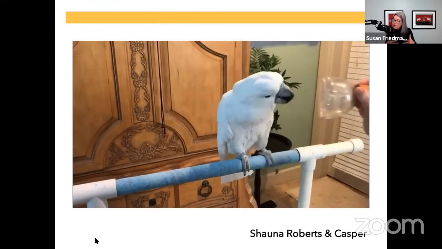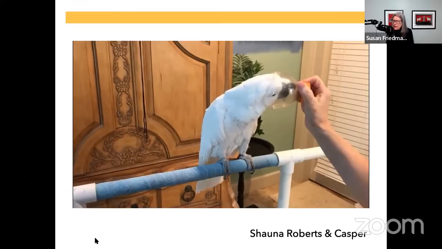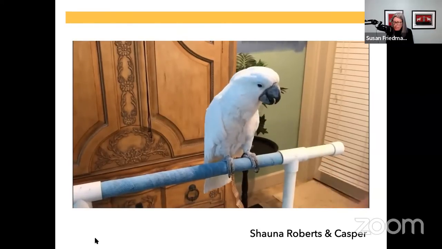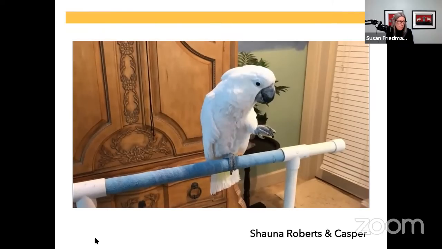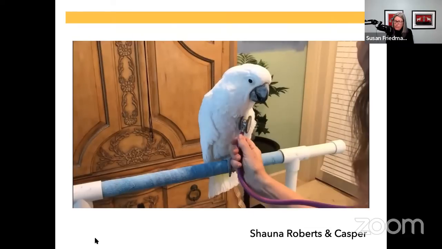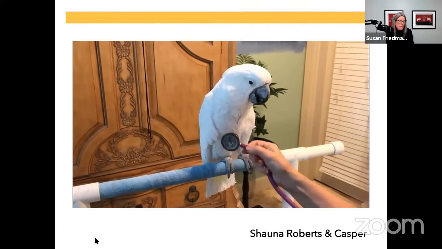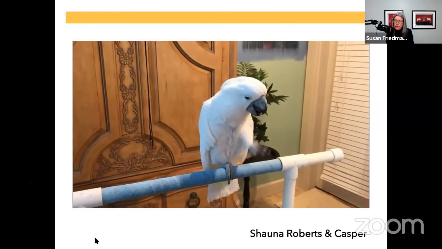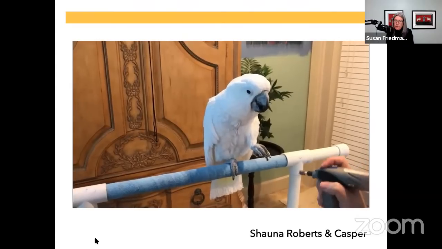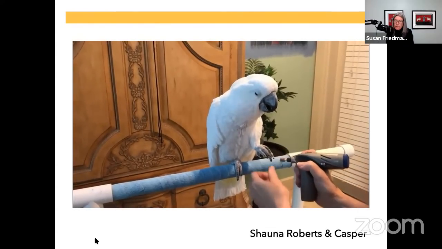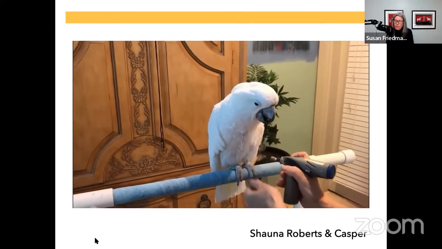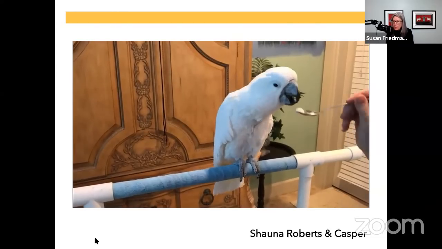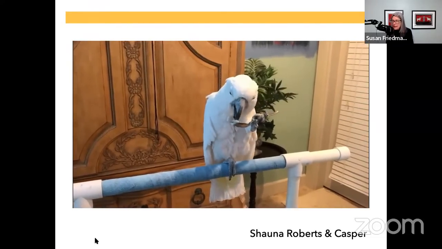And you can see this is a well-fed, good weight on this bird. So this is not compliance due to force or deprivation. Notice she let go of the foot when the bird said, give me back my toe. And there's medicine in that yogurt.